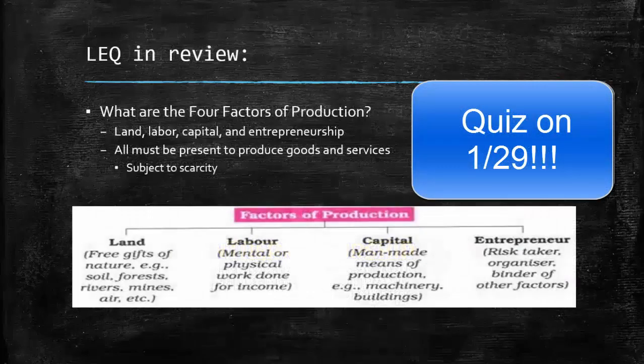So to summarize, the 4 factors of production are land, labor, capital, and entrepreneurship. All 4 of them must be present to produce goods and services. Excuse me, all 3 of these, land, labor, and capital, are all subject to scarcity.